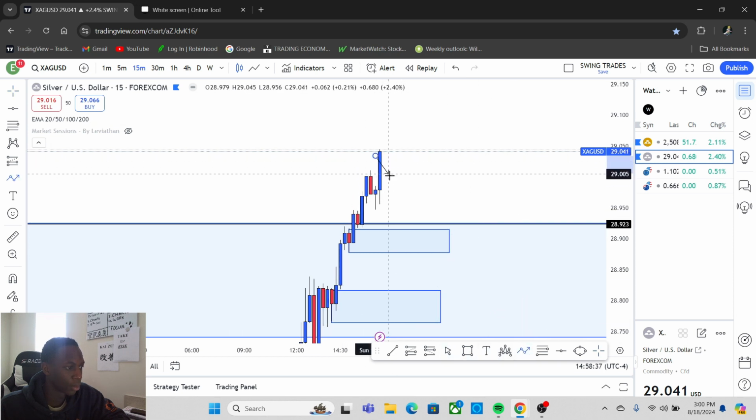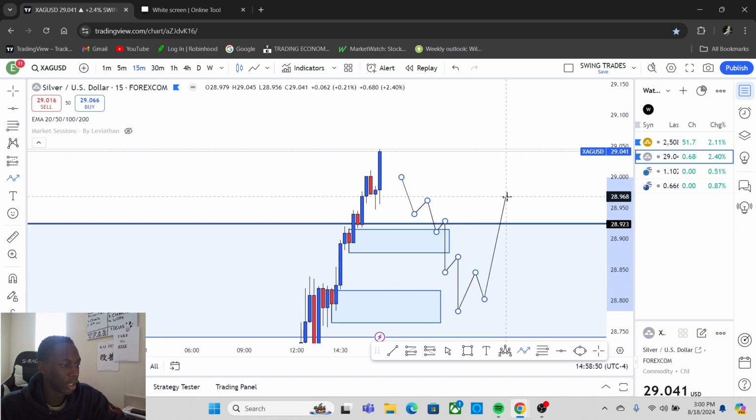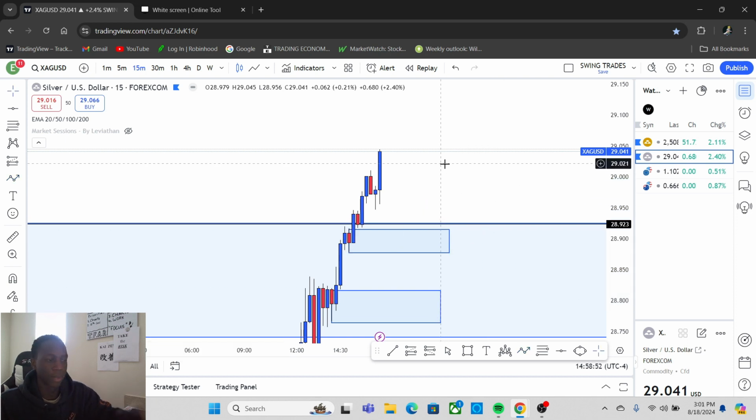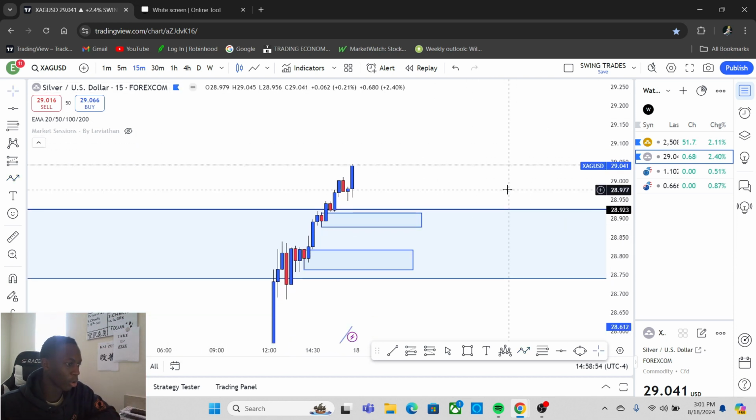Hold up. And then reject, or forget that one. It would just do this. Don't care about this one. Pull back to this one. And then give me what I want. And I'll take the trade. It's that simple. I use order blocks at the area of interest.